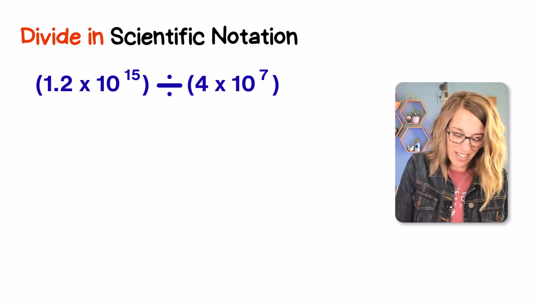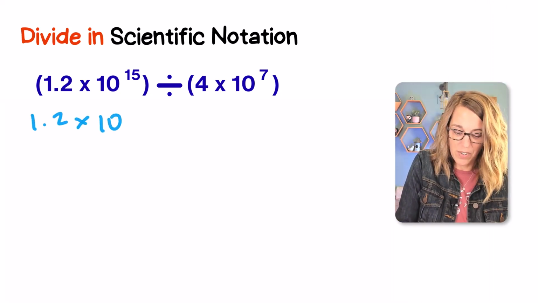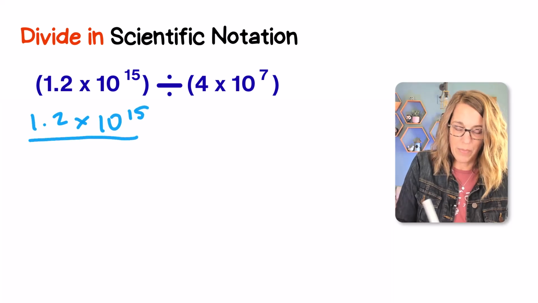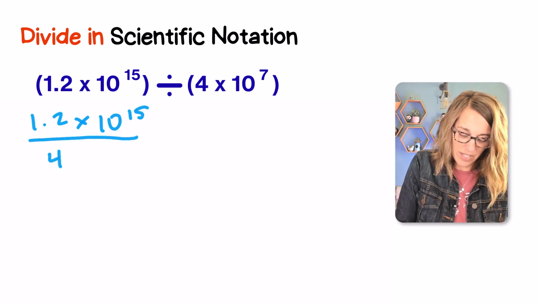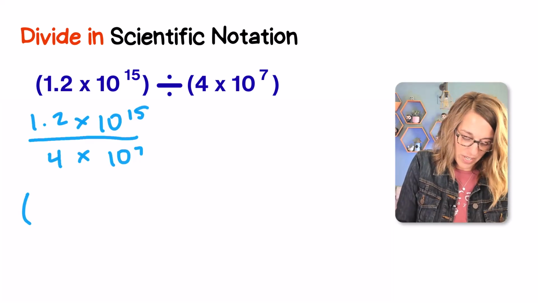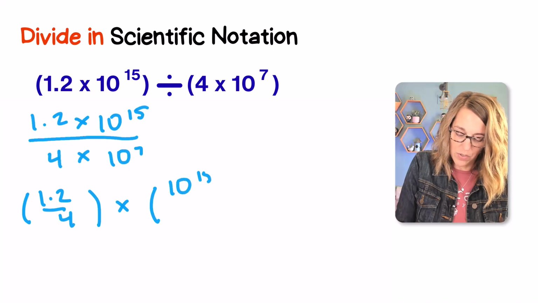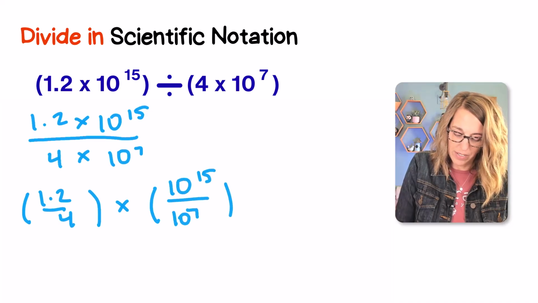Next up is division. I'm going to start off by writing this in fractional form. So I've got in my numerator that first number in scientific notation. In my denominator, 4 times 10 to the 7th. I'm going to group these, 1.2 divided by 4, multiplied by, and then I've got 10 to the 15th divided by 10 to the 7th.